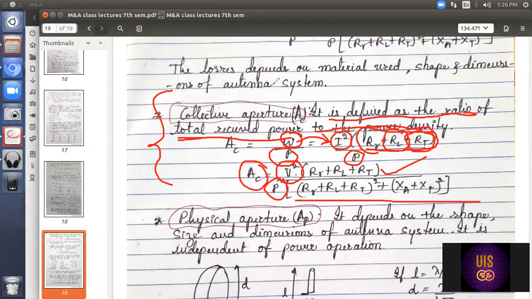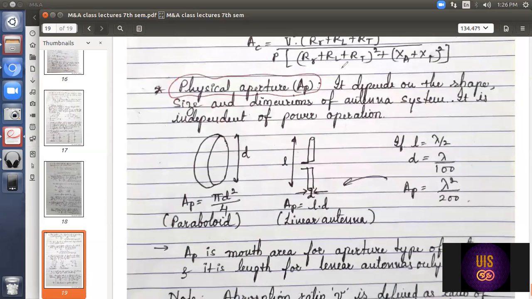So four apertures. One is effective, first one, then scattering aperture, then loss aperture, then collective aperture. And finally, one more aperture is there. It is physical aperture, that is, how the construction of the antenna is. So it depends on what? The shape, size and dimensions of an antenna.